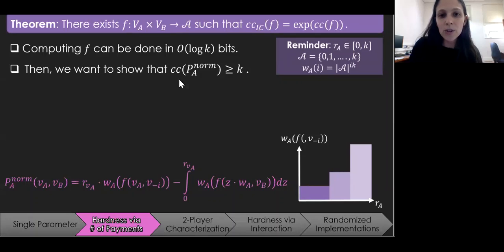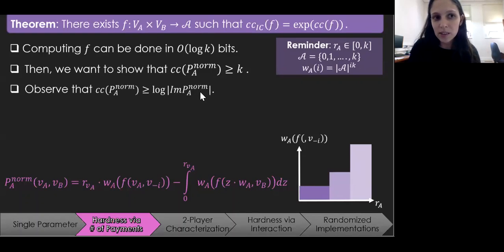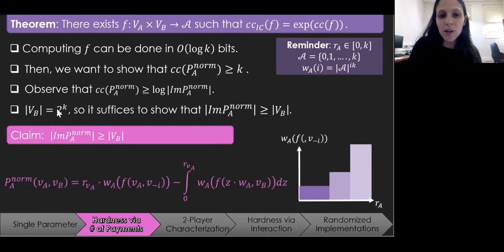Now we want to show that computing this payment requires at least k bits, where the payment is the normalized payment according to the Myerson formula. First of all, as we've said before, the communication complexity of a function is at least the log of its range, and the valuation set of Bob is exponential in k. So it suffices to show that the range of this function is at least as large as the valuation set of Bob. This is what we're going to prove.